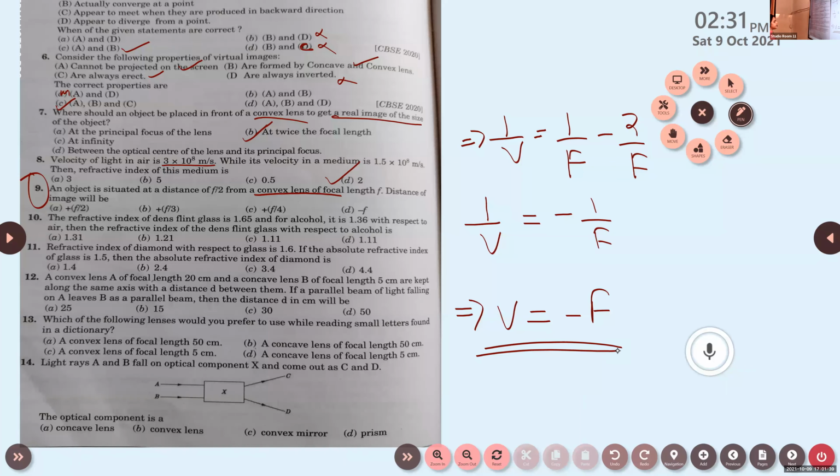So which is the right answer? Which correct alternative? Option D. It is minus f. The image distance is at minus f. Is there any doubt?